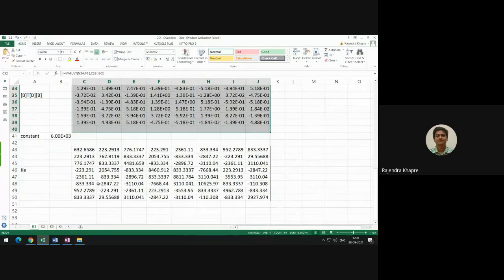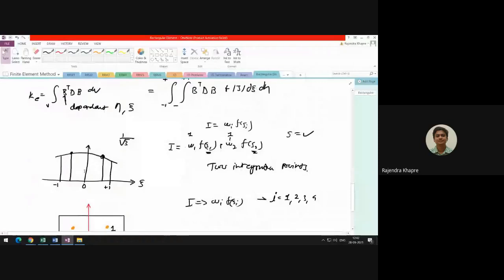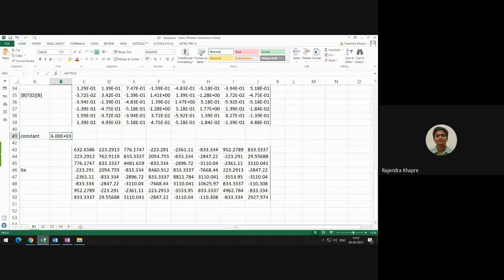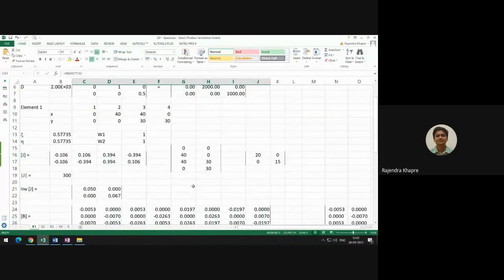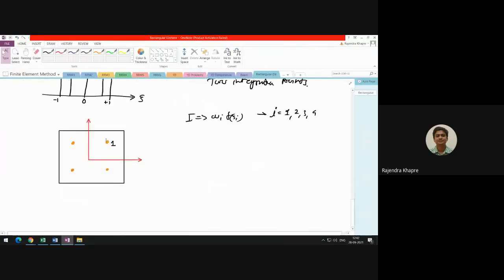And then apart from that, we have a constant which is coming out. So the thickness will come out, this Jacobian determinant will also come out. So all these constants will come out, and as a result of this, what you are going to get is this. This is nothing but the stiffness matrix, but this stiffness matrix is generated for this point, that is point number 1, that is 0.577 in the xi direction and 0.577 in the eta direction. So I am talking about which point? Point number 1.